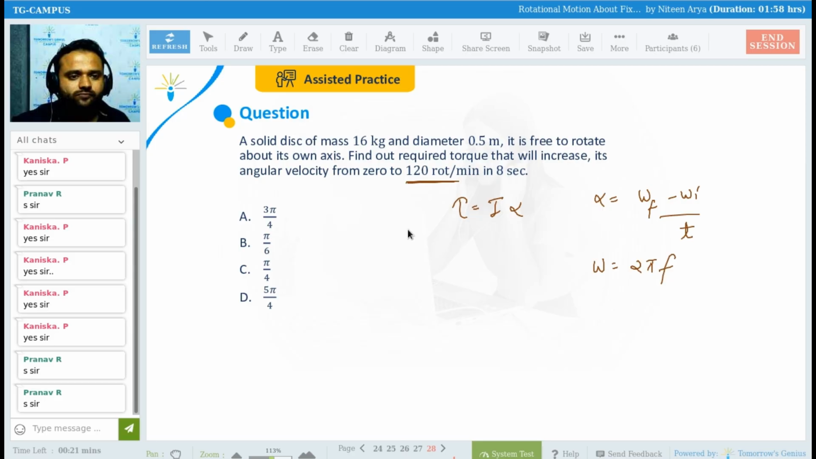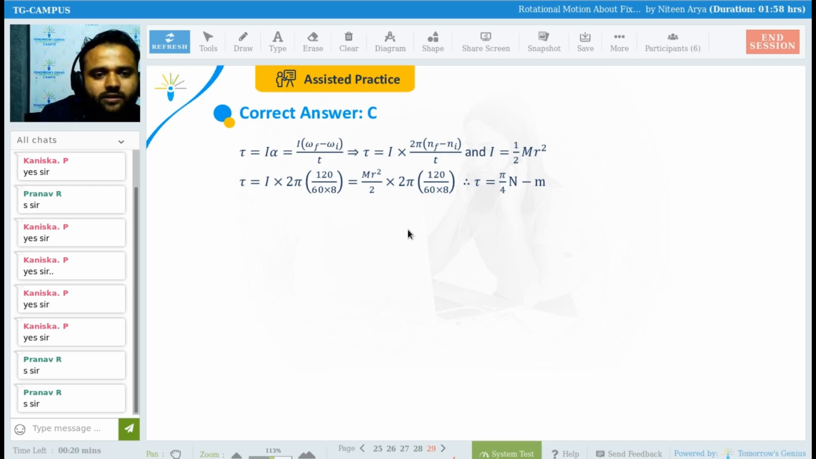Yes, yes, yes. Option C is correct, 5 by 4. See how you can do this. The students who are struggling and still don't get it: torque tau equals I alpha, omega f minus omega i by t. As you can see, I into 2 pi n f minus n i by t, I equals m r square. And we know everything is given, so I we can find, m is given, r is given, right? So we can find this.